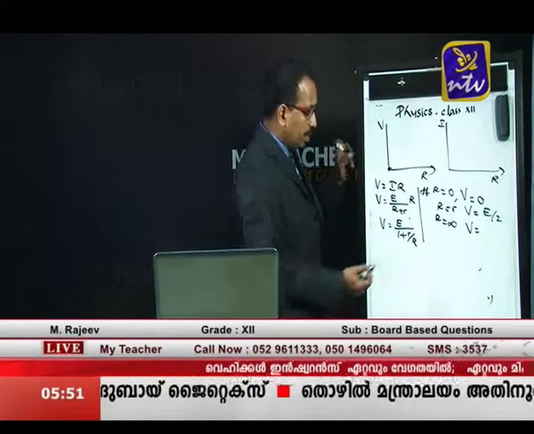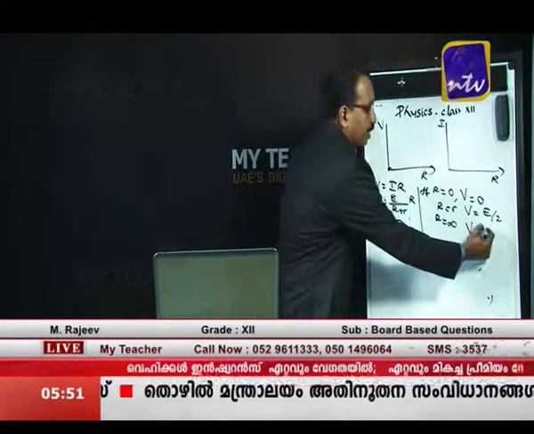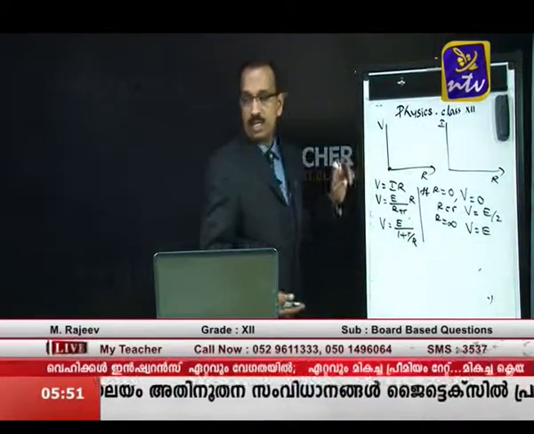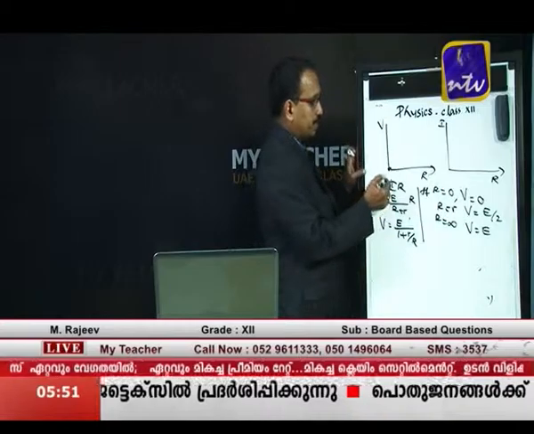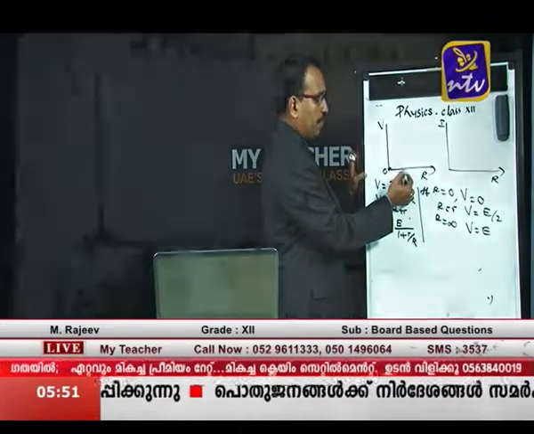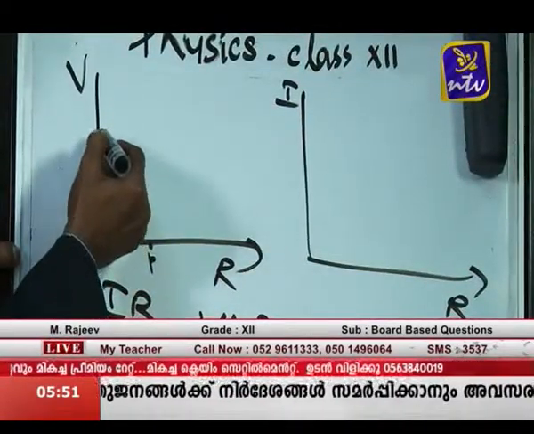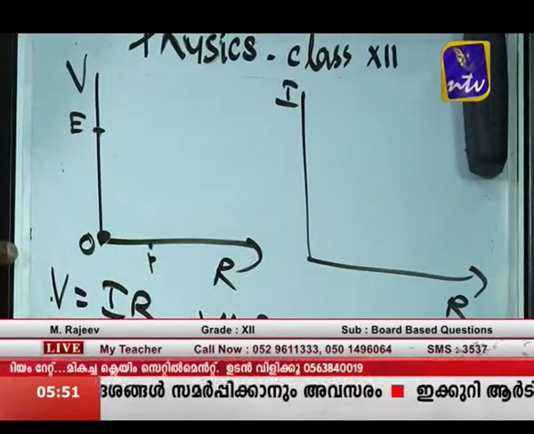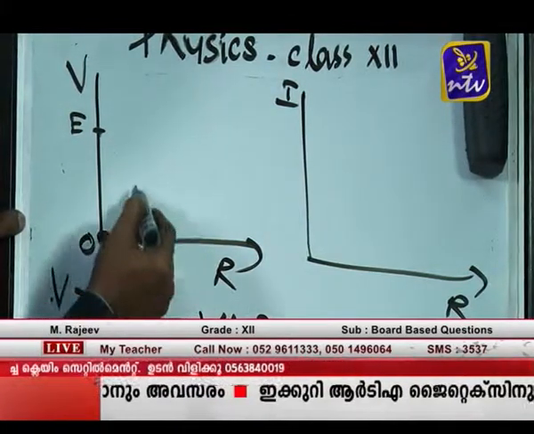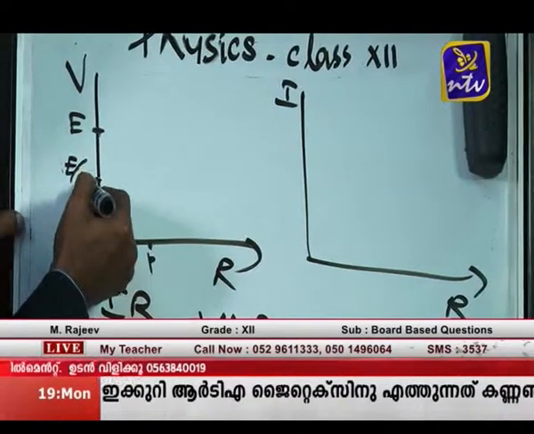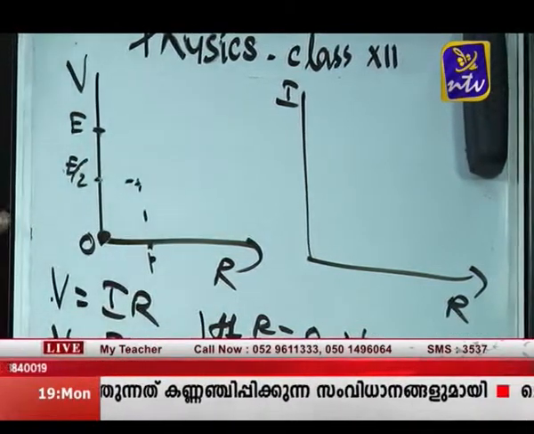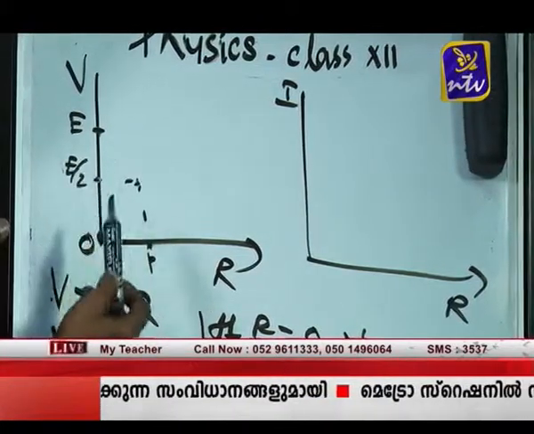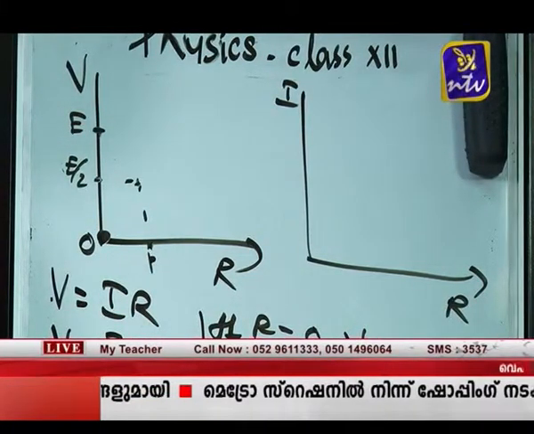Okay, when R is equal to infinity, this part is infinity, then V is equal to E. Correct, because 1 by infinity is 0. So look at these points: 0, then you take a point R here, take the point E, this is EMF of E. And this is E by 2. So at this point, when capital R is equal to small r, the EMF is E by 2.